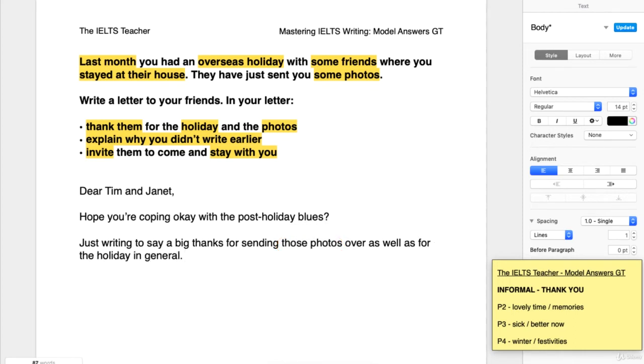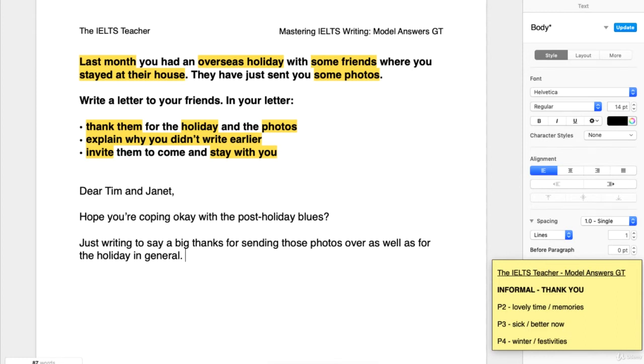In general, you know, just the whole thing together. So it's very important. Just writing to say a big thanks for sending those photos over as well as for the holiday in general. So let's close that off there. The purpose is very clearly indicated right at the beginning of that second paragraph.